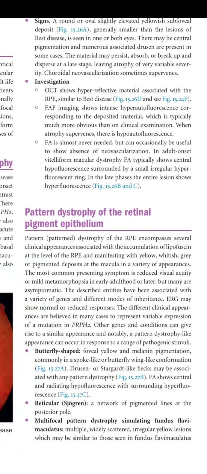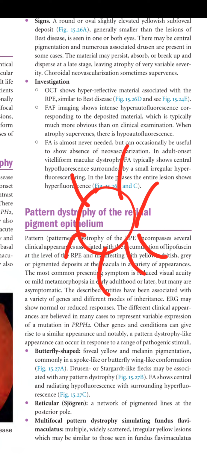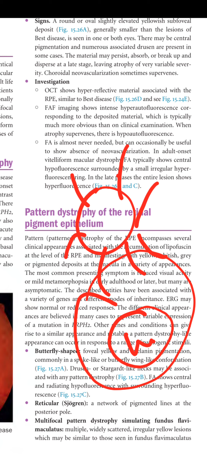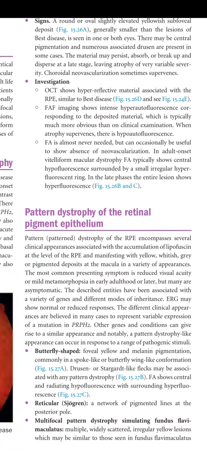So if it is a butterfly shape, there is foveal yellow and melanin pigmentation, commonly in a spoke-like or butterfly wing-like conformation. So there will be a spoke-like or butterfly wing type presentation in the fovea. Drusen or Stargardt-like flecks may be associated with any pattern dystrophy. FA shows central and radiating hypofluorescence with surrounding hyperfluorescence. So there will be central hypofluorescence and a surrounding hyperfluorescence. So let's see figure 15.27.